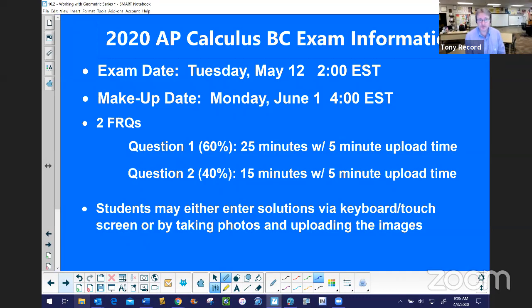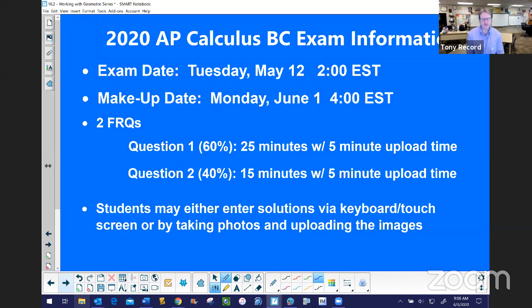The test will consist of two free response problems. I think you have already been aware of that. The first one is said to carry a weight of 60%, and you would have 25 minutes to download that problem, read through it, solve it, and then there's a 5-minute upload time that you would have to get your solutions sent back to College Board so that you can open up the second question. And you would not be able to go back to the first question once you finish it. And the second question would be about 40% of your grade. You would have 15 minutes to solve it with another 5-minute upload time.